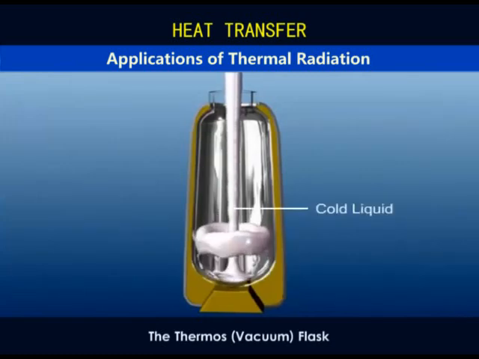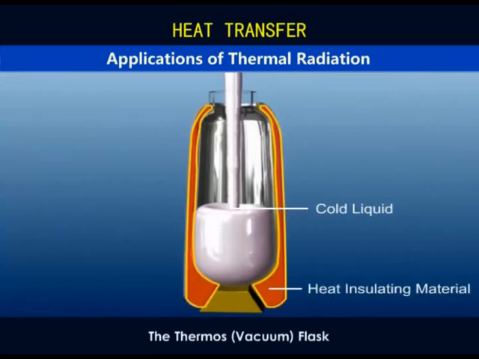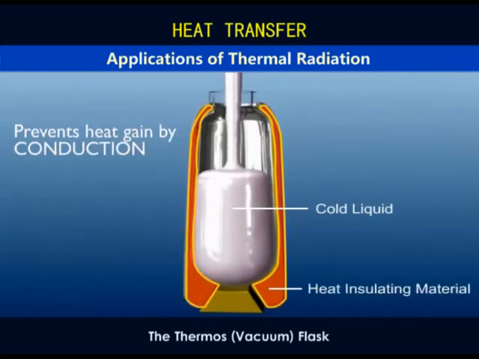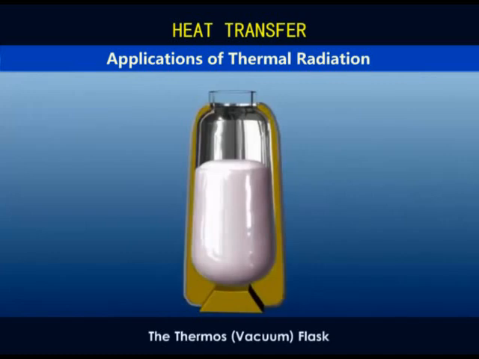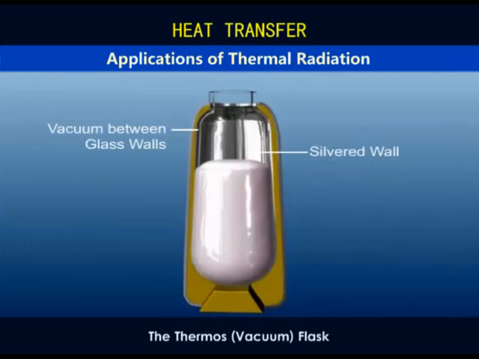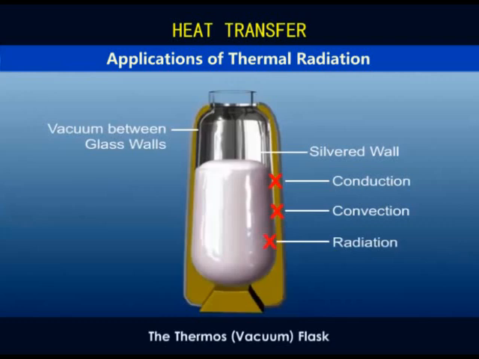Conversely, when a cold liquid is put into the thermos flask, the heat insulating material between the outer cover and the glass vessel doesn't allow heat to enter the flask by conduction. Similarly, the vacuum between the walls of the glass vessel and the silvered surfaces do not allow heat to reach the liquid by convection, conduction, or radiation. Therefore, the cold liquid stays cold for longer.